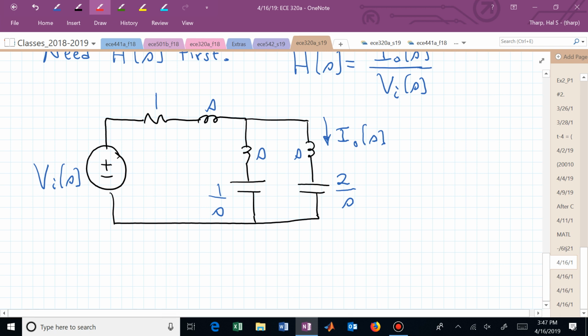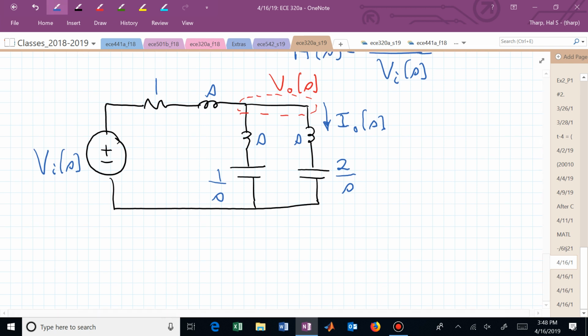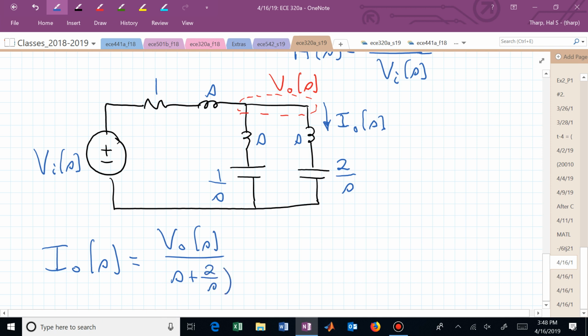If instead you said, well, let me just find this node voltage, let me call that V_0(s), which is not asked for in the transfer function, but as an intermediate step, I can now solve one equation in terms of V_0(s). And it will contain the input voltage. So that if I have V_0(s), I now know that I can find I_0(s). That's just V_0 over the impedance in that branch where the current is flowing that I want. I_0(s) is now V_0(s) over s plus 2 over s.